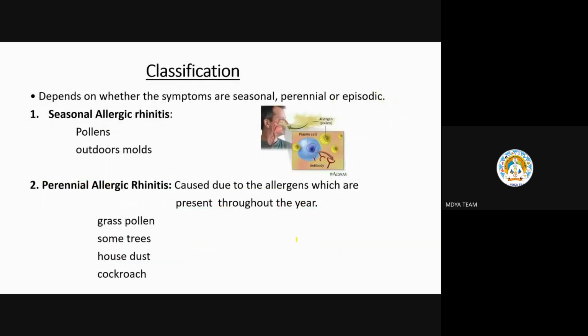Very good. Now we have understood the disease completely. Now we'll understand the classification, how this allergic rhinitis is classified.